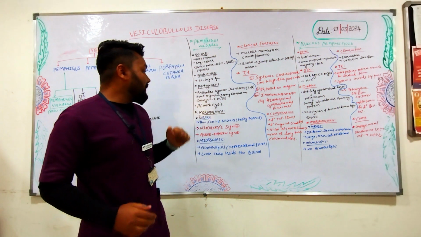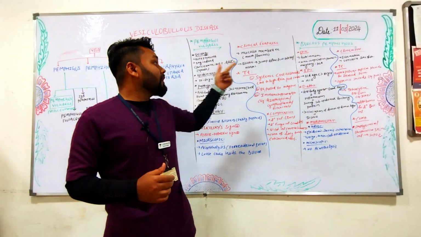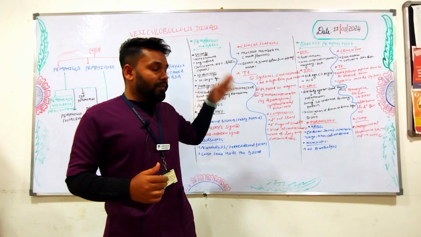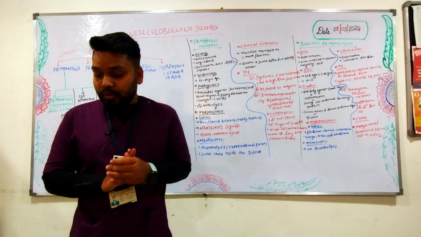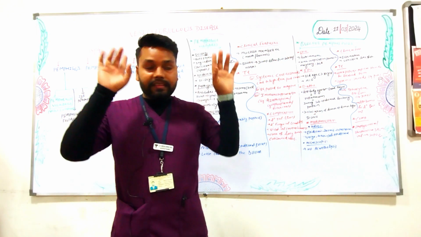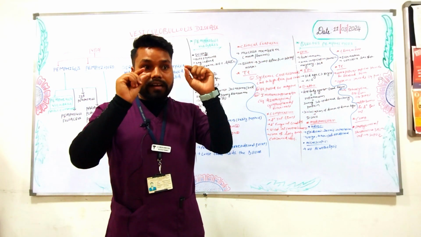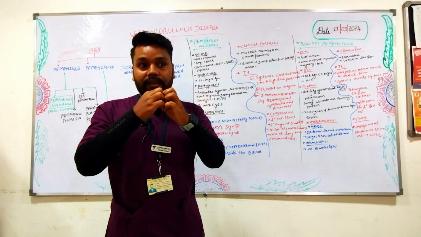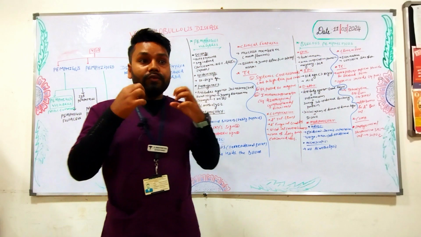Then acantholysis. In pemphigus vulgaris there will be acantholysis, but in bullous pemphigoid acantholysis will not be there. What is acantholysis? Acantholysis is loose cohesion between the keratinocytes, the cells of the epidermis. Cohesion means attachment, so there will be loose attachment between the cells, the keratinocytes.